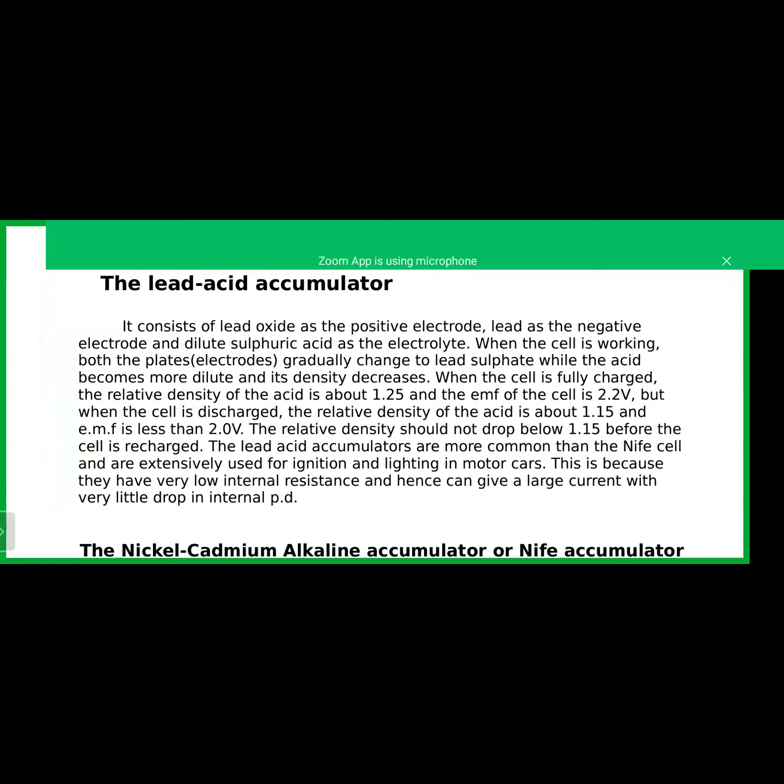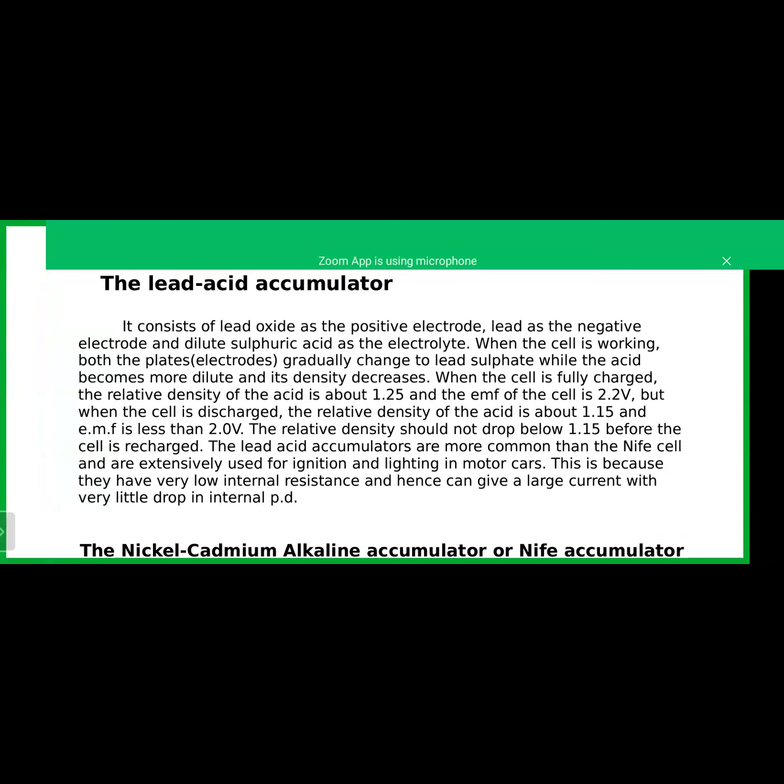So the lead acid accumulator consists of lead oxide as the positive electrode, lead as the negative electrode, and dilute sulfuric acid as the electrolyte. When the cell is working, both the plates, in brackets the electrodes, gradually change to lead sulfate, while the acid becomes more dilute and its density decreases.